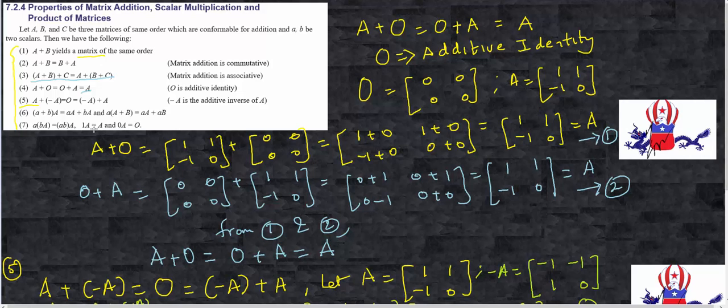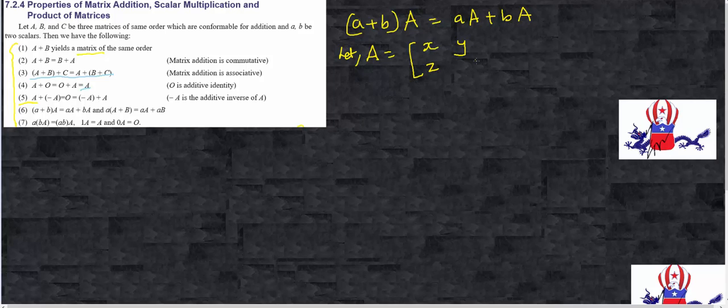Okay, moving on. Property number 6. That means (a + b) being multiplied with the matrix A would give us a times the matrix A, followed by b times the matrix A. So how are we going to do this? Now let me take the matrix A to be some element of x, y, z, t. Now a + b is scalar in nature, so we can't do anything about that. So let it be as it is.